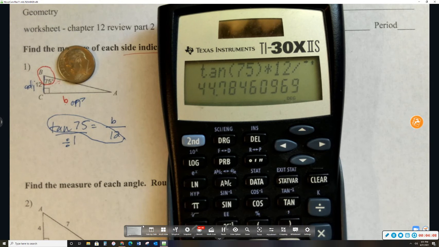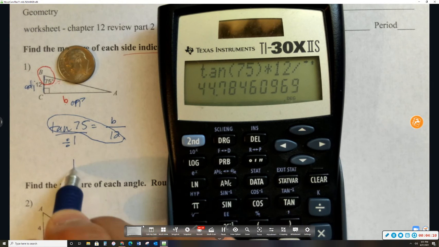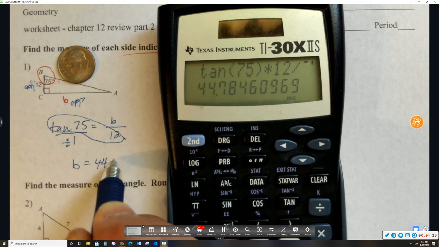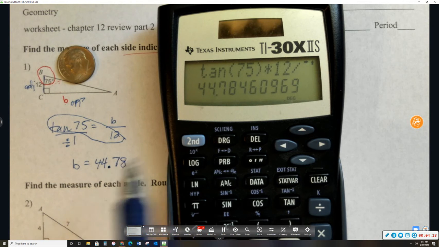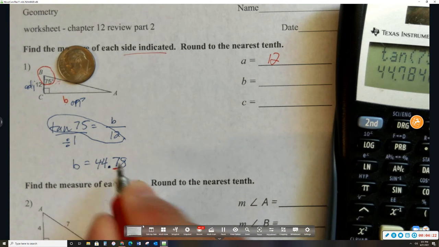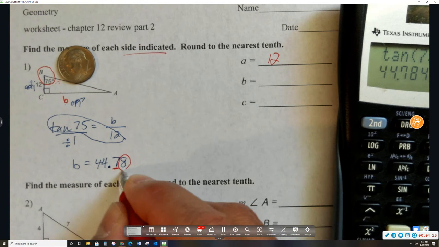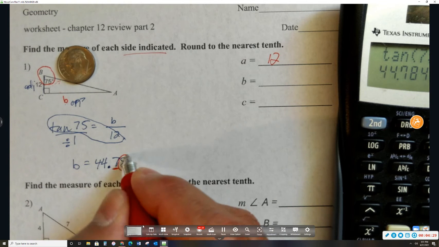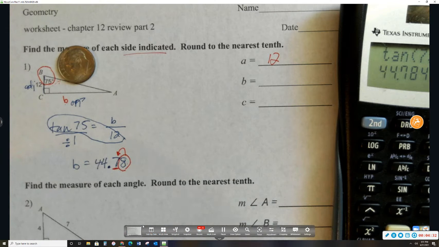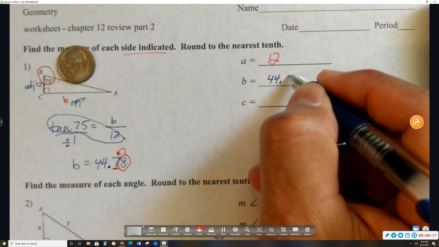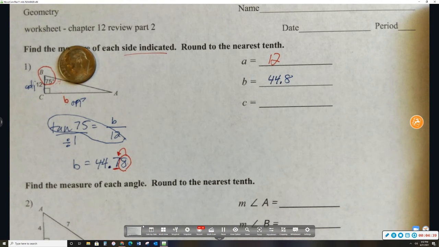And that's 44.8. So I know B is 44 point... You know what? I'm going to put two terms down. We're rounding to the tens place, and this is the digit that tells me if it moves up or not. Because this is 5 or more, it means we're going to bump that number up. So B is 44.8. Okay, so now we found B.